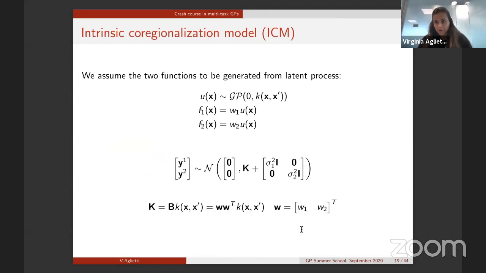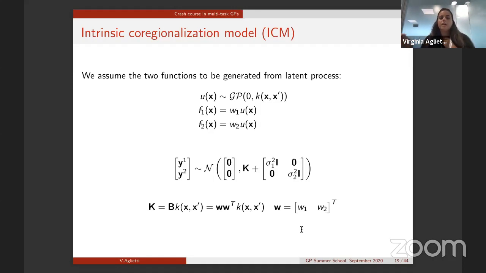One way to capture the correlation between the 2 functions is to use what we call the intrinsic coregionalization model. In the intrinsic coregionalization model, in the simplest form, you have a latent function, which is u of x, and you obtain the functions f1 and f2 as a transformation, with some coefficient, of the latent function. So you have f1 that is w1 u of x, and f2 that is w2 u of x.